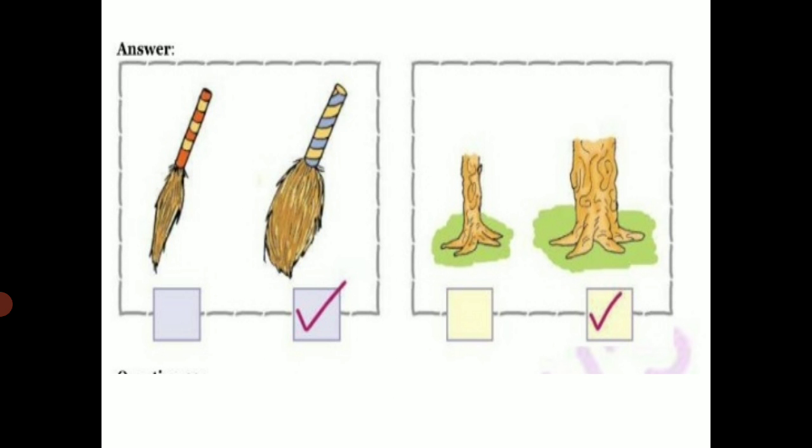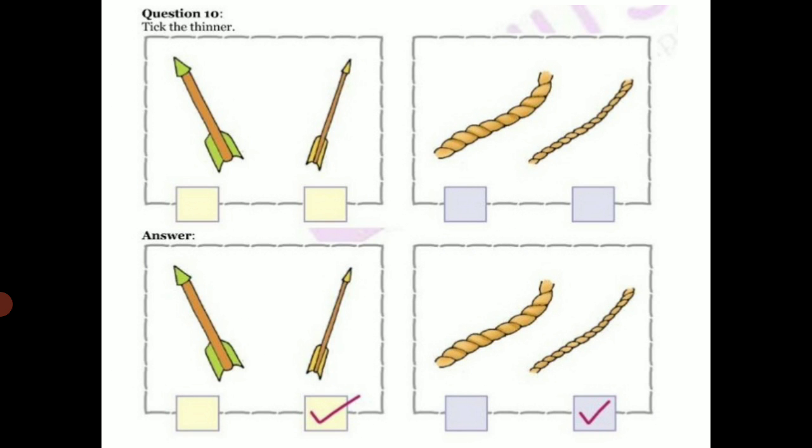Here you have to tick like this. Now here in this picture you have to tick the thinner. Out of these two arrows and these ropes you have to tick the thinner. Thinner spelling is THINNER. Learn spelling also. So the second arrow and the second rope in both the pictures are thinner. So tick mark on these pictures.